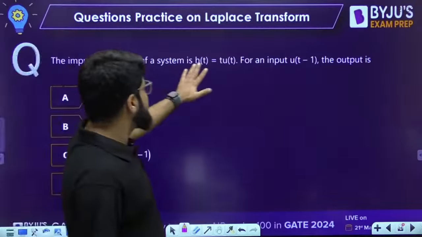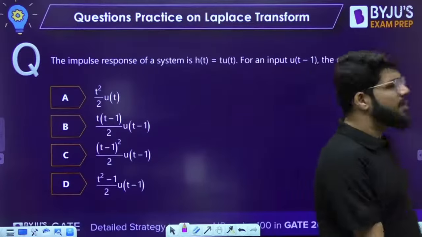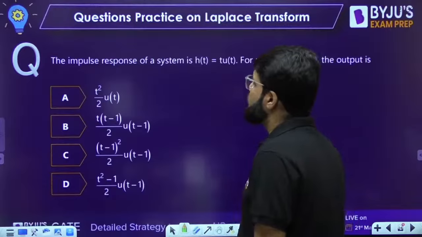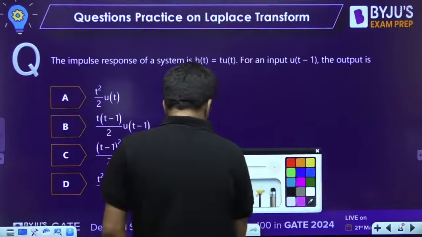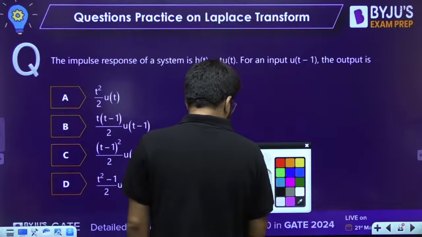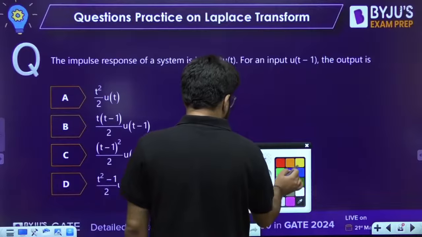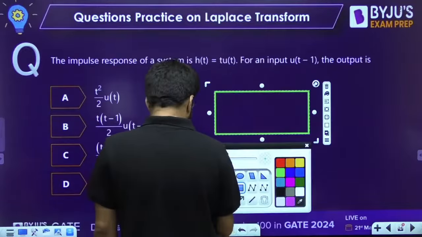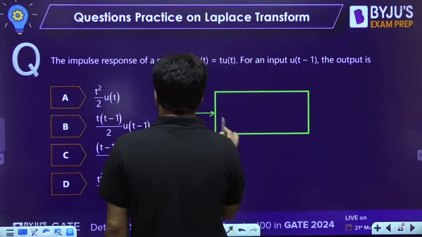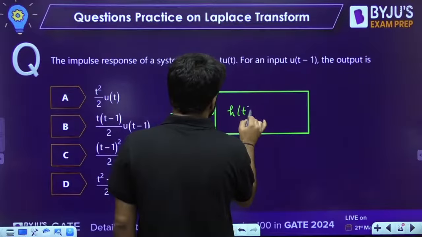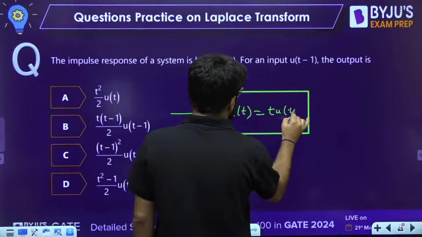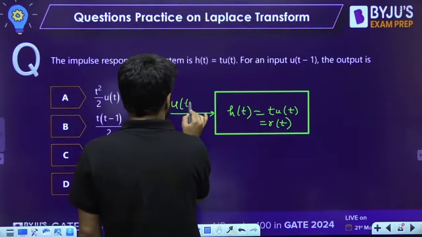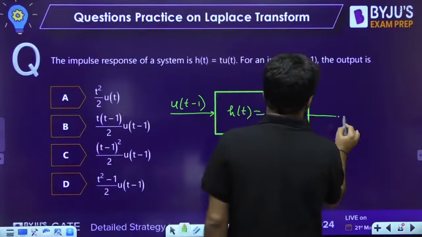Impulse response of a system is t u(t). For an input u(t minus 1), what is the output? The impulse response of a system has been mentioned to you. That is t u(t), which is nothing but the ramp signal, onto which you apply an input u(t minus 1), a shifted unit impulse. What is its output?